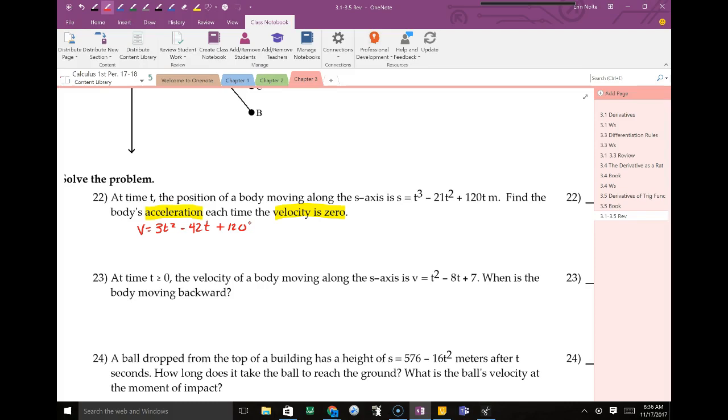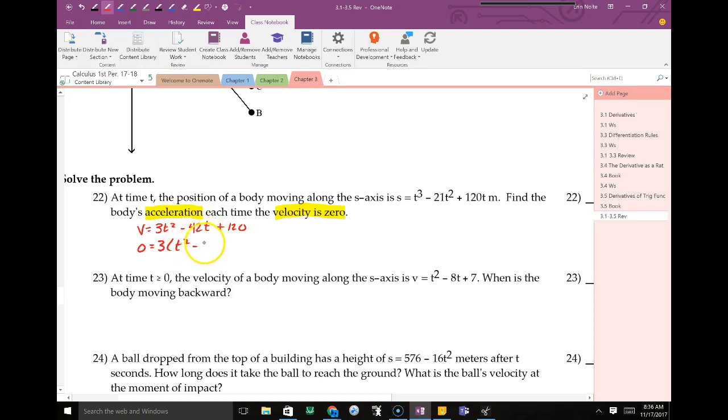Okay, so I'm finding the zeros, right? So I'm setting the velocity equal to 0, and then I need to factor it in order to solve this. I notice immediately that there's a 3 that I can pull out of every term. Oh, I didn't realize that. I just guessed. Which is fine. So I'm going to pull that out.